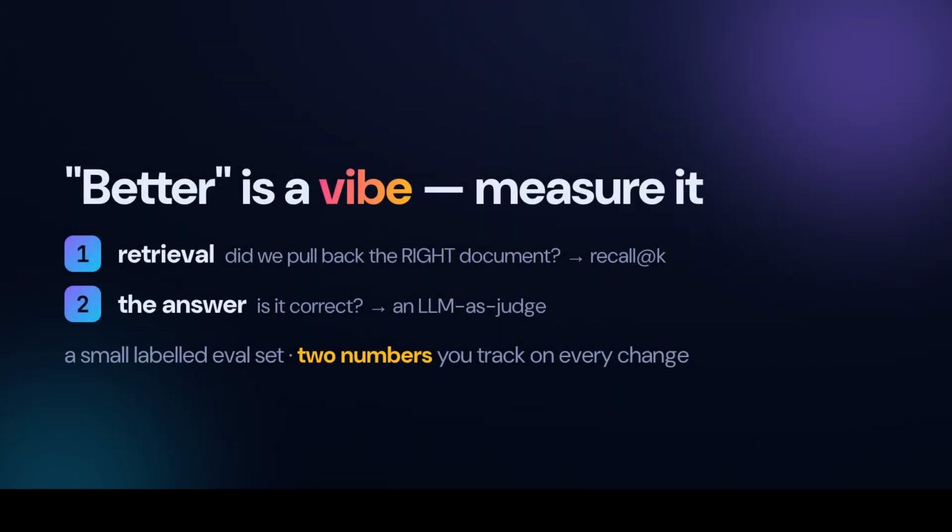The rule is simple. You can't improve what you don't measure. Tweaking your chunk size or your prompt and eyeballing one answer tells you nothing. So we build a tiny evaluation harness and we score the 2 halves of RAG separately. 1. Retrieval. For a question whose answer we know lives in a particular document, did retrieval actually pull that document back? 2. The answer itself. Is it correct? 2 numbers every time you change something.